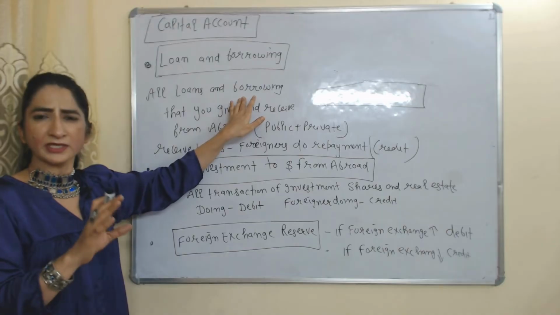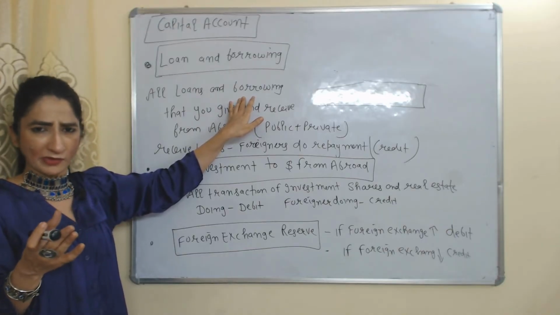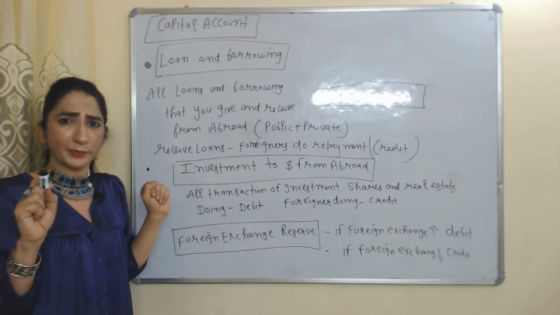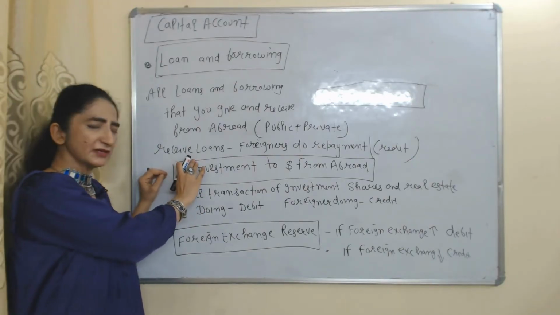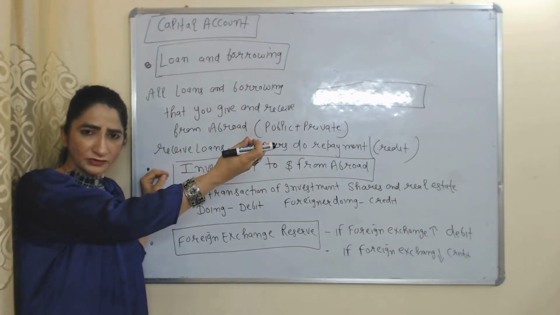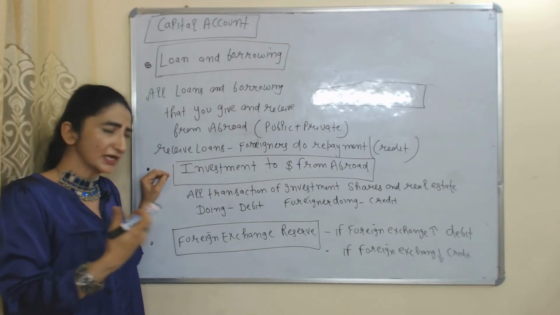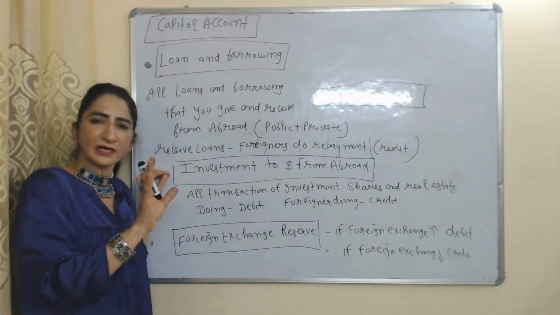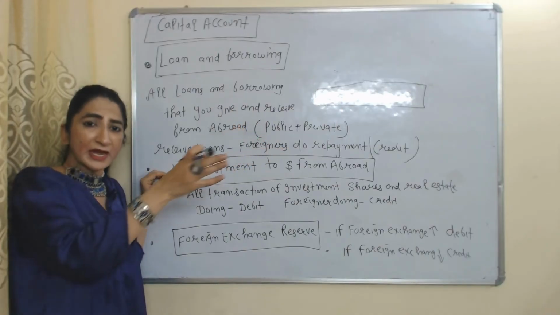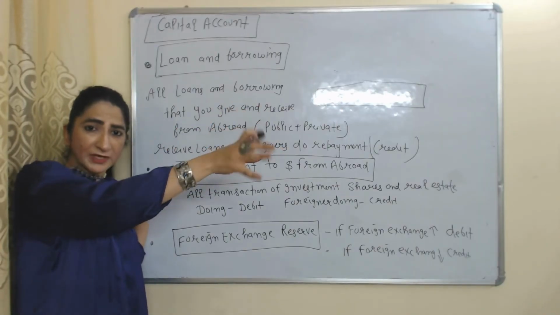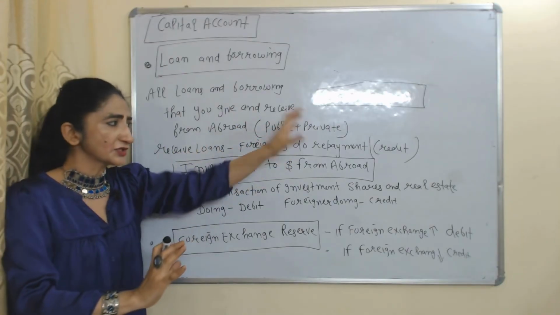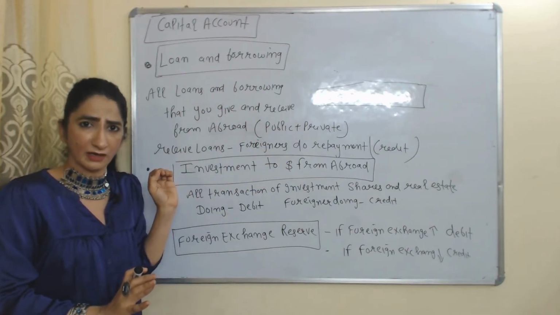Loans and borrowing include all types of loans and borrowing that you give and receive from abroad, all types, public as well as private. If you receive loans from foreign countries and foreigners repay your loans, it means money is coming into your country, so it will be credited in the balance of payment account. On the other hand, if you give loans abroad and repay loans abroad, that means our money is going to another country, so it will be debited in the balance of payment account.